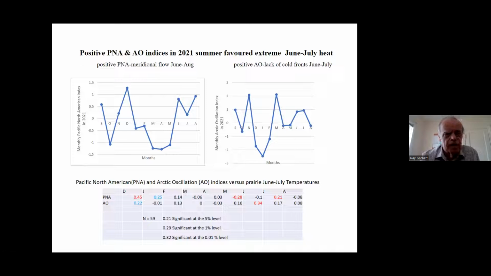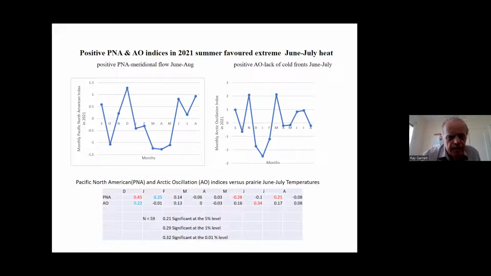Another one is the Arctic Oscillation. I tracked that one running right from September, and you can see it was positive in that June-July period. Positive, in other words, means a lack of cold fronts, essentially. With a negative AO, you're more inclined to get cold fronts. And these are just correlations, operational research, if you like, with various correlations that I've found over the past.